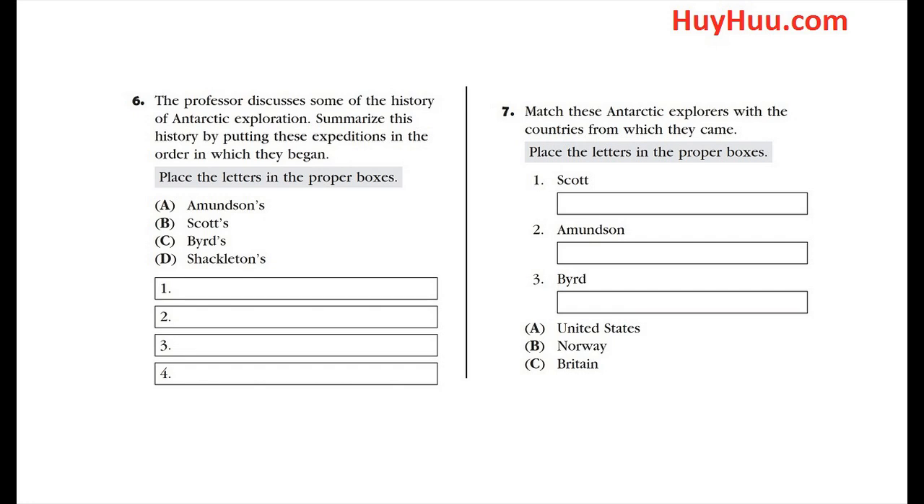Professor Smith, was Byrd the first person to get to the South Pole? No. He was the first person to fly over the South Pole in 1929, but not the first person to go there on foot. In 1929, he also established the first large-scale camp in Antarctica. Since he was from the United States, he named it Little America.